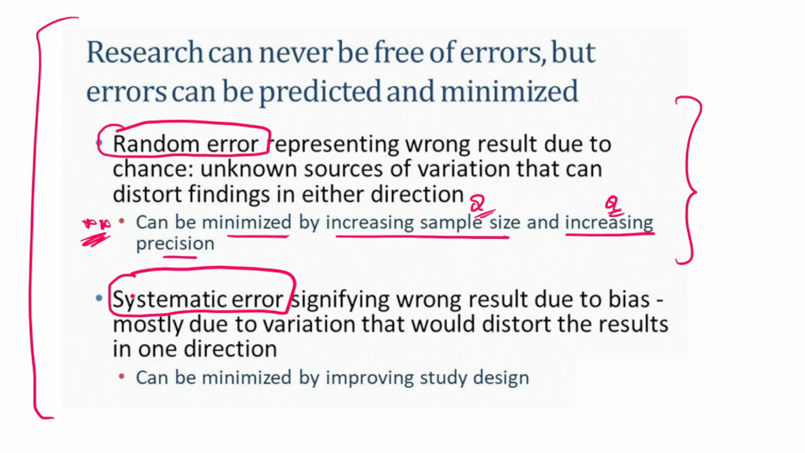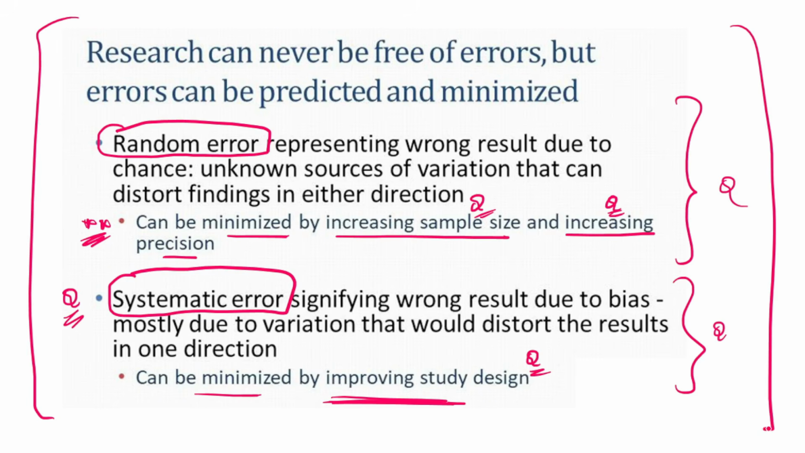Now, we will speak also regarding the systematic error, because even this has been asked as a question. How can you decrease the systematic error? Systematic error can be minimized by improving the study design. So this was one question, and this is also one question.